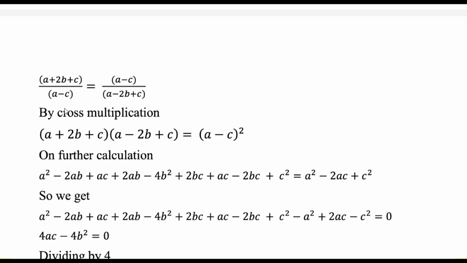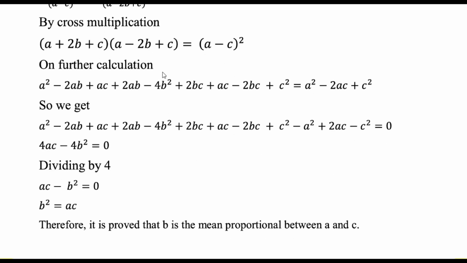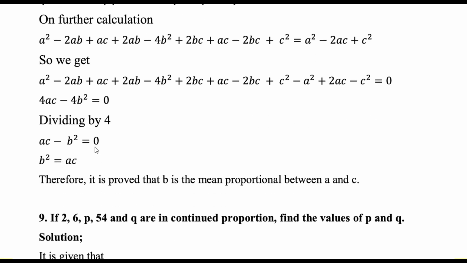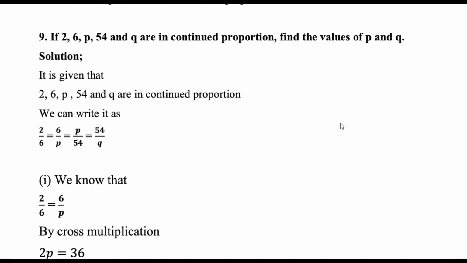After that, this one by this one will be equal to (a minus c) by this one. After that, the cross multiplication. After 2 or 3 steps of simplification or calculation, you will get 4ac minus 4b square is equal to 0. After dividing by 4, you will get ac minus b square is equal to 0. So b square will be equal to ac. So it is the proof that b is the mean proportional between a and c. Come to the next problem.